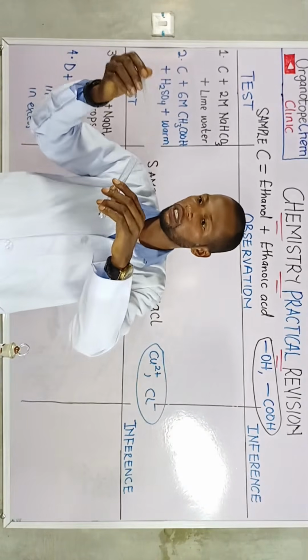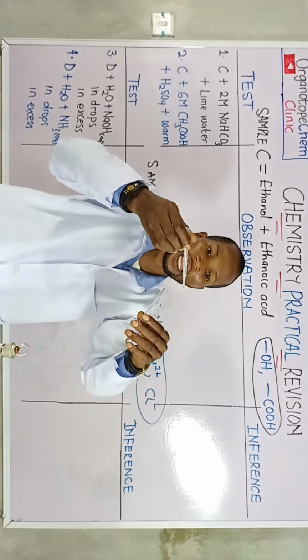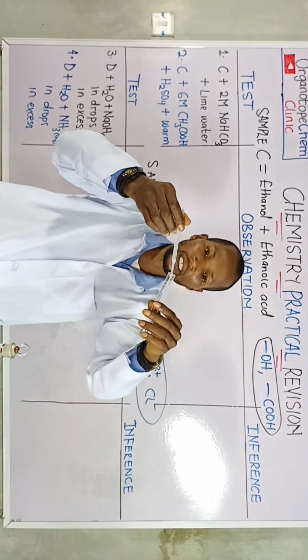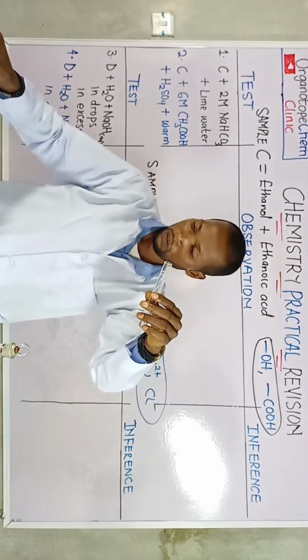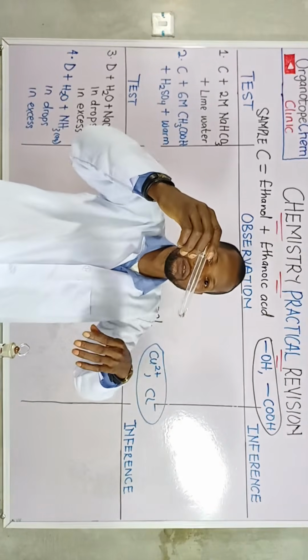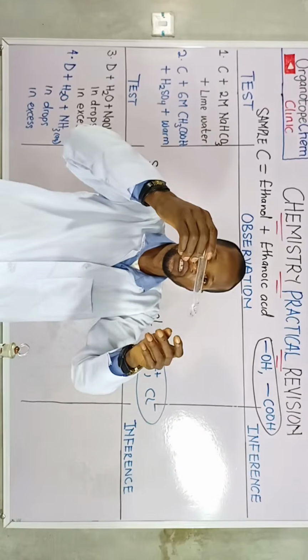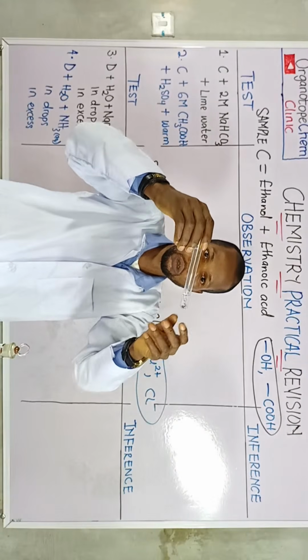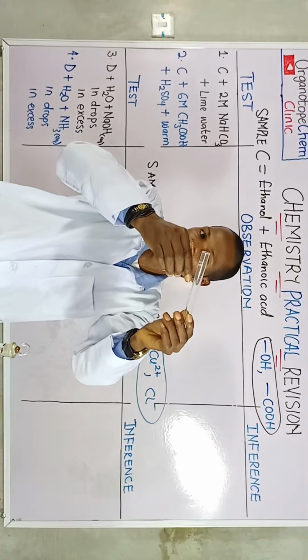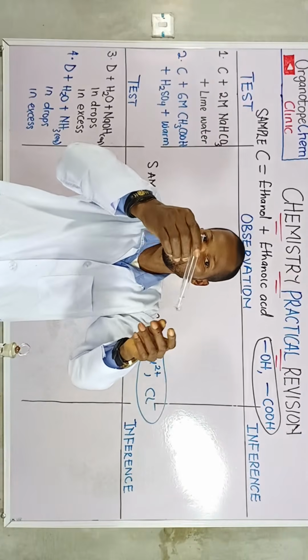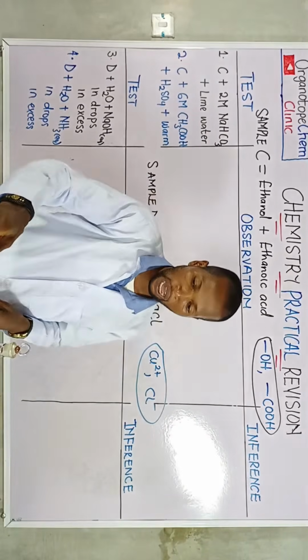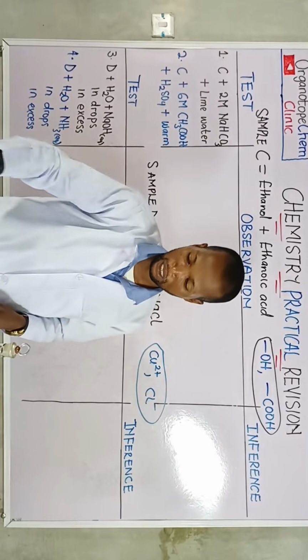So I'm going to slant the test tube like this. Then the gas evolves. You tend to see the milky solution at the slant area of the test tube. Okay, so how do we record our test? Right here.